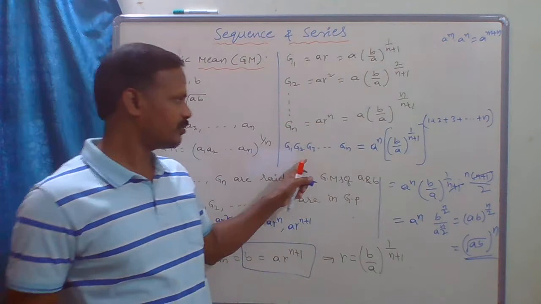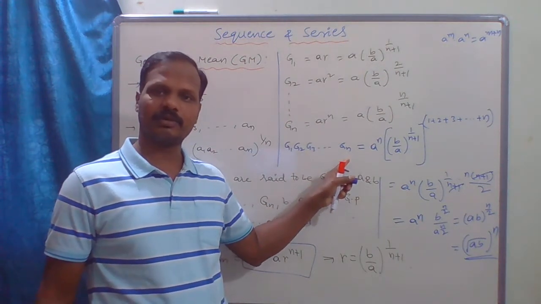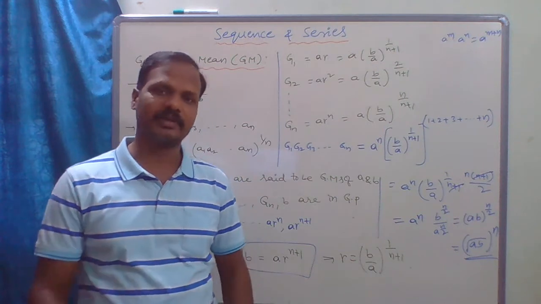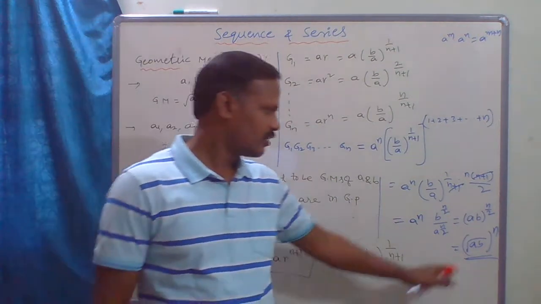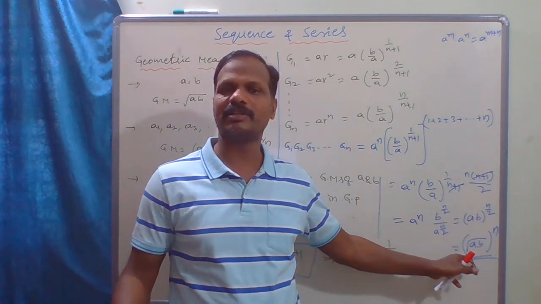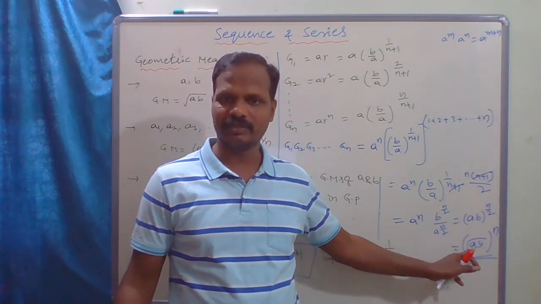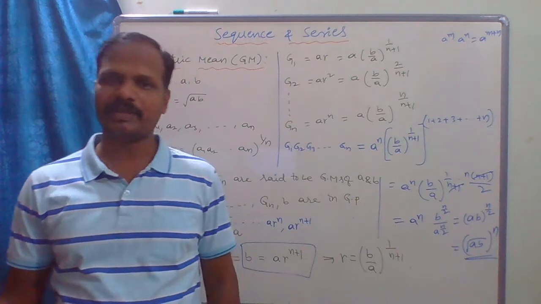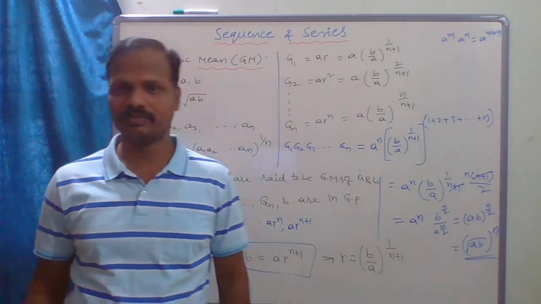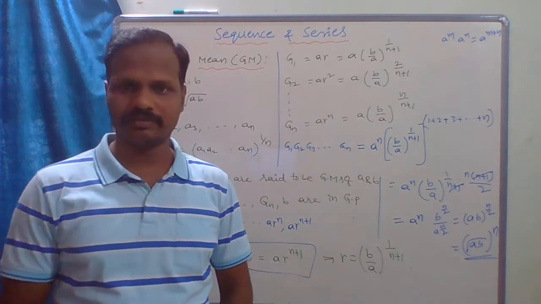So the product of the n geometric means in between a and b is root ab whole power n. That is the nth power of the geometric mean of a and b. What is root ab? Root ab is the geometric mean of a and b. So, nth power of the geometric mean of a and b. Clear?